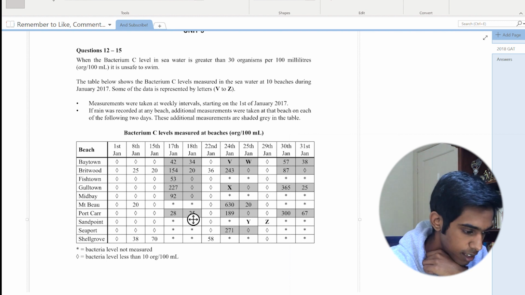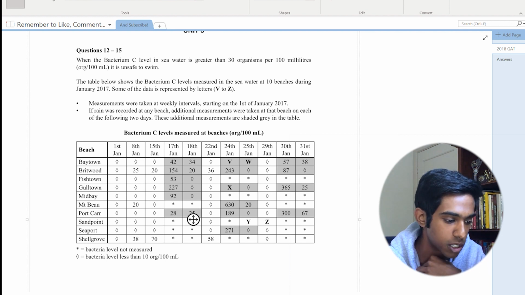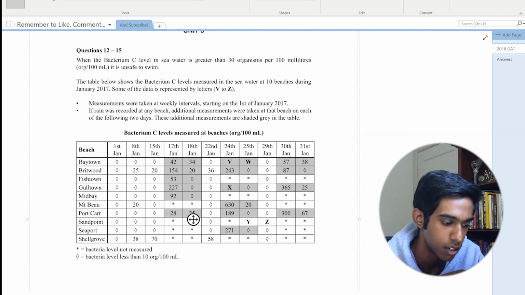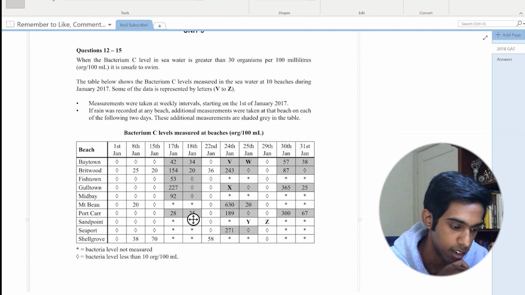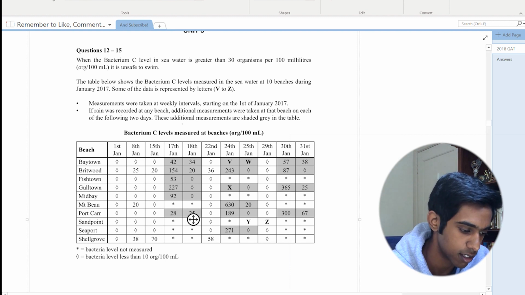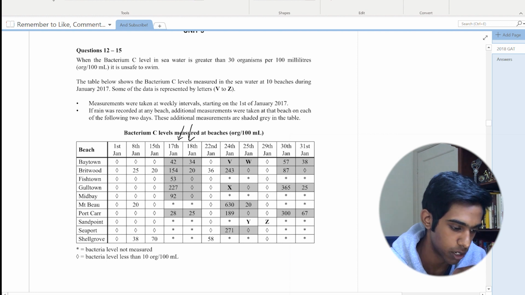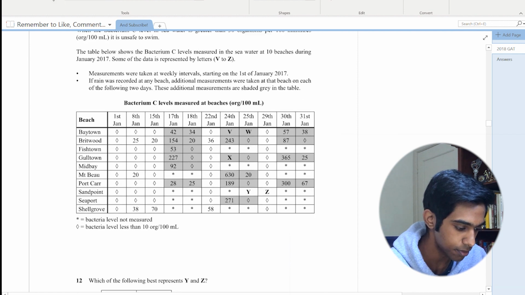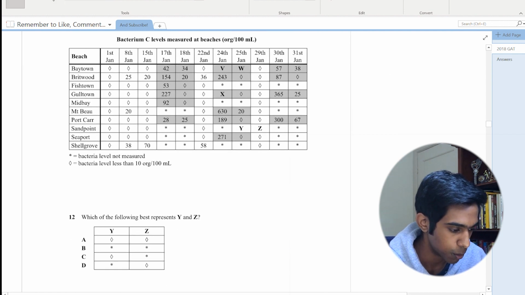So the important two parts I think so far are: measurements were taken at weekly intervals starting on the 1st of January 2017, and if rain was recorded at the beach, additional measurements were taken at that beach on each of the following 2 days, and these are shaded grey, so that's these ones here. And then if it's greater than 30, it's unsafe to swim. Okay, so which of the following best represents Y and Z?